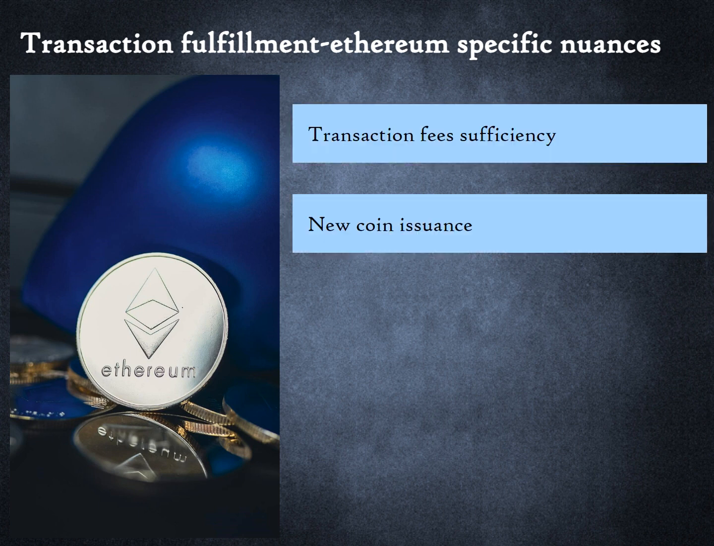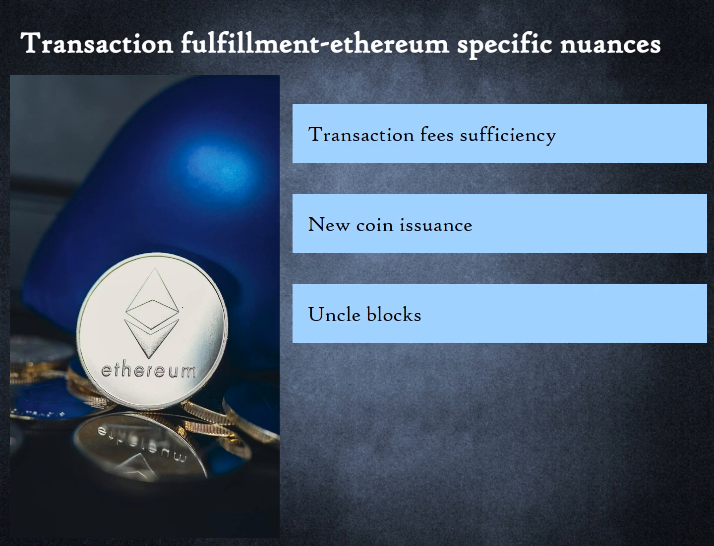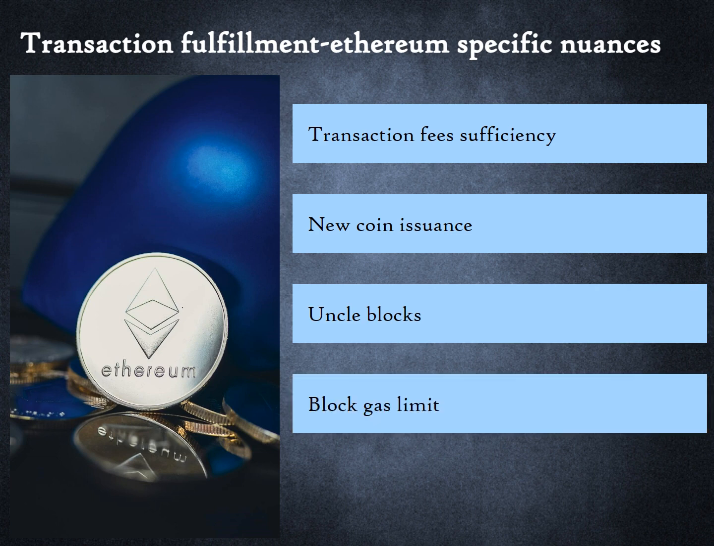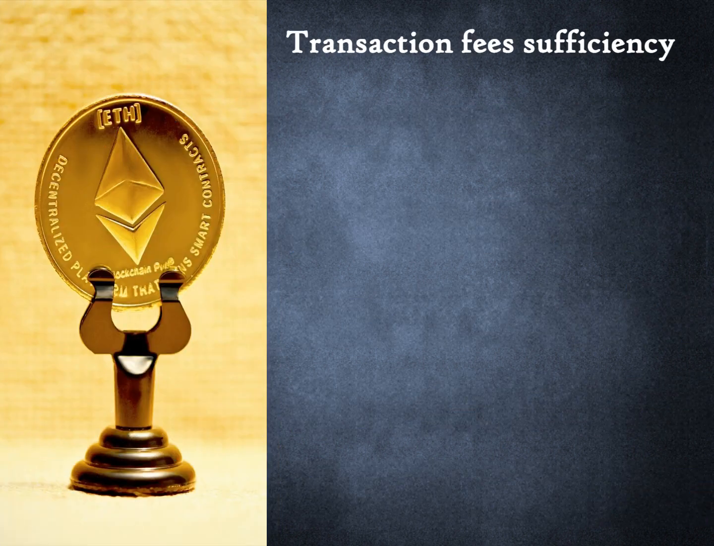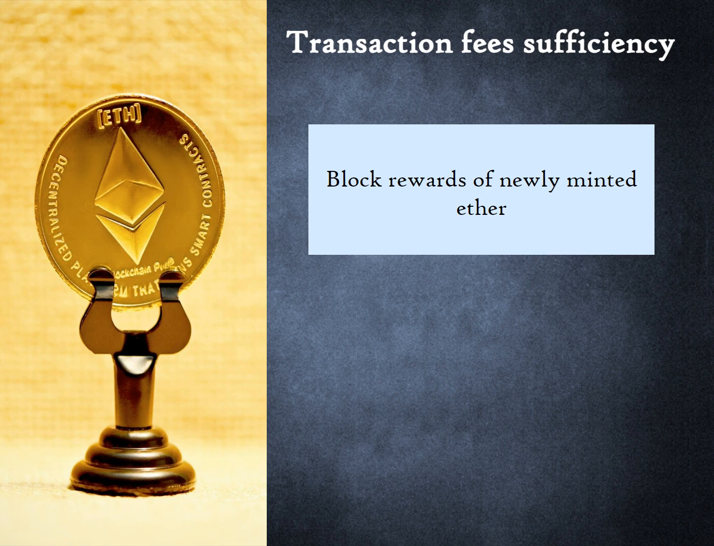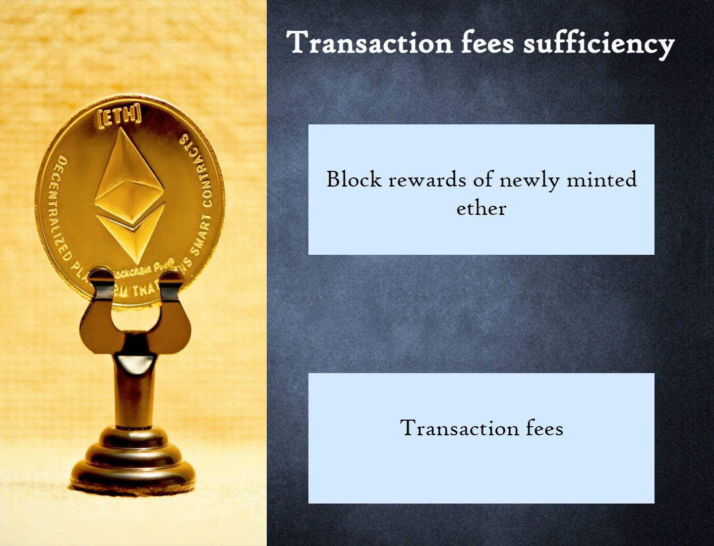Transaction fee sufficiency. New coin issuance. Uncle blocks. Block gas limit. Proof of stake. Just as in Bitcoin, block creators are rewarded in two ways in Ethereum. Block rewards of newly minted Ether and transaction fees. In Ethereum, the complexity of the transaction varies and hence, the transaction fees can vary widely.